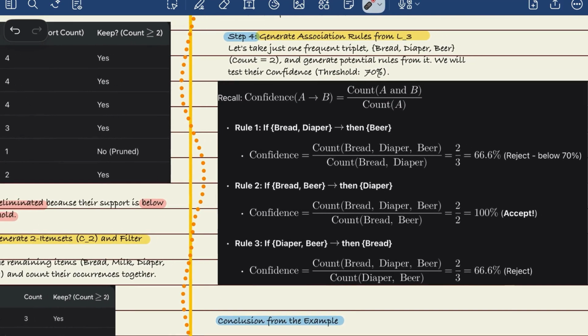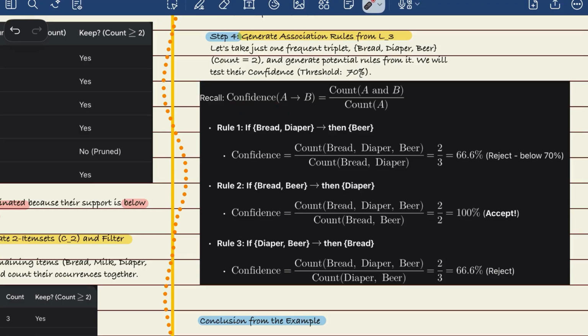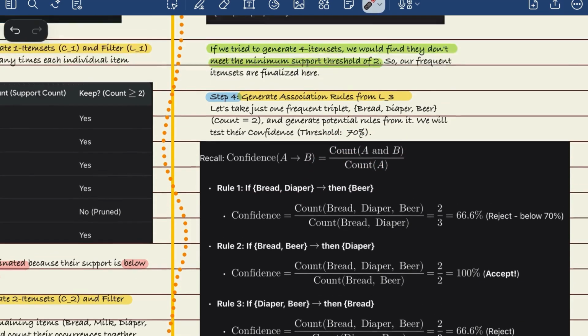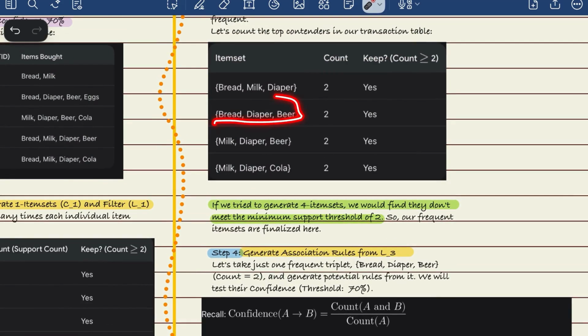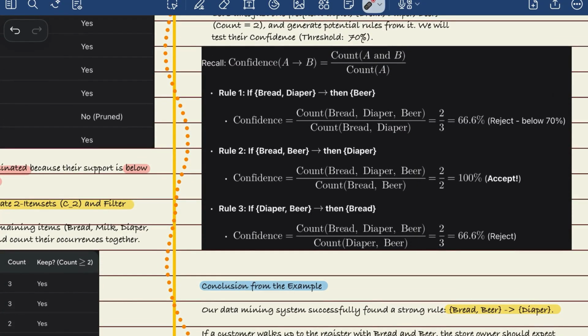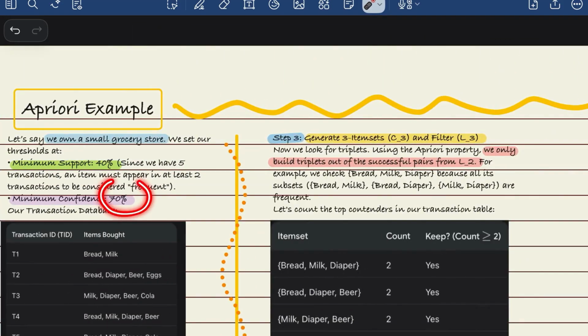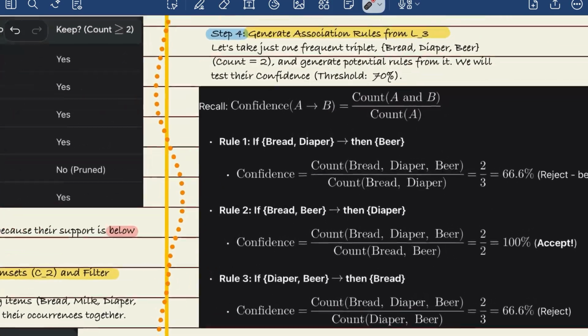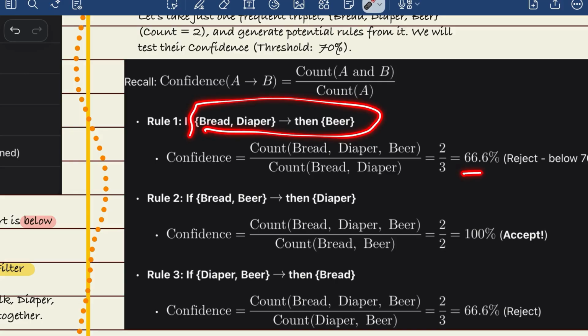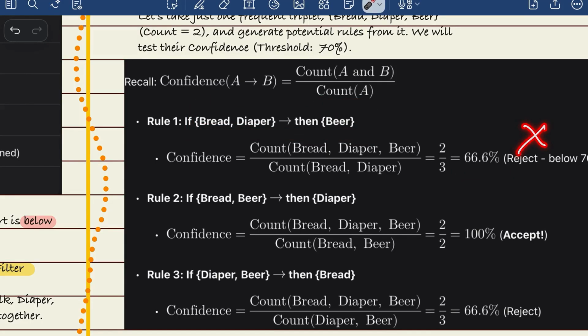And now what we do, we calculate the confidence. Confidence is calculated as the count of A and B upon the count of A. So first we calculate the confidence for bread, diaper and then beer. You see the count of bread, diaper, beer upon the count of bread and diaper. When we do this, we get 2 by 3, that is 66%. The minimum confidence is 70%, and we get here the confidence of this relation as 66.6%, therefore we reject it.